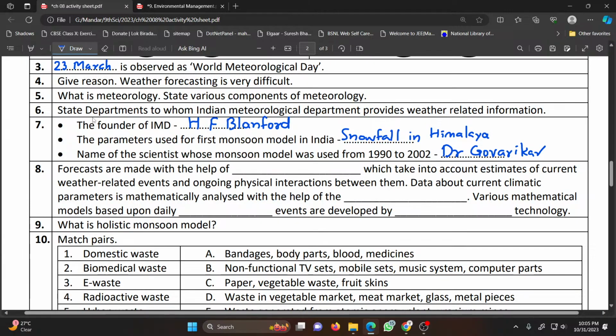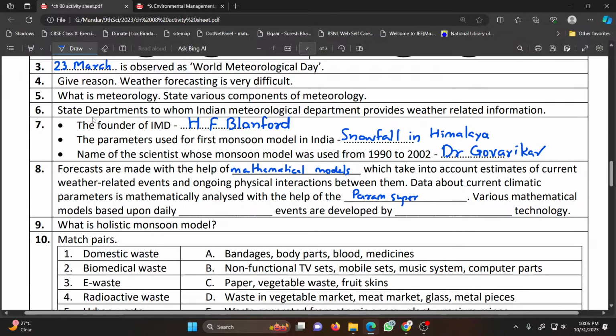Forecasts are made with the help of mathematical models, which take into account estimates of current weather related events and ongoing physical interaction between them. Data about the current climatic parameters is mathematically analyzed with the help of a supercomputer, and India's supercomputer name is Param supercomputer.